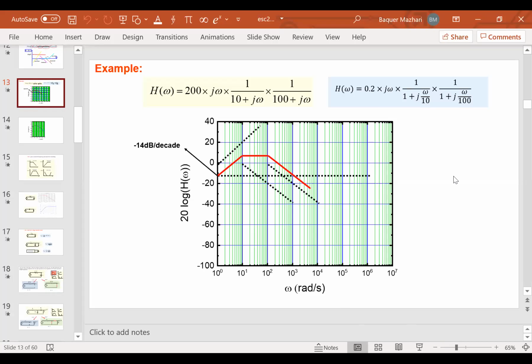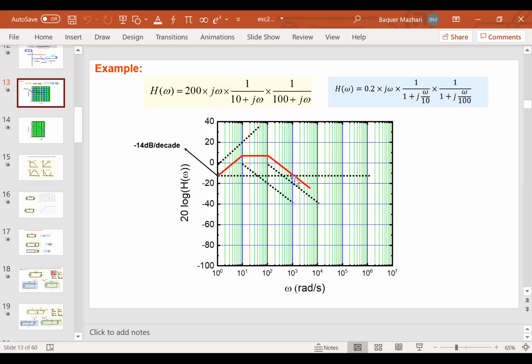No. So see, the first one, j omega, is giving rise to a positive plus 20, right? Then this one will give rise to a minus 20. So they cancel together so that you get 0 dB, right? And then this one comes into picture, so that adds a minus 20 dB.